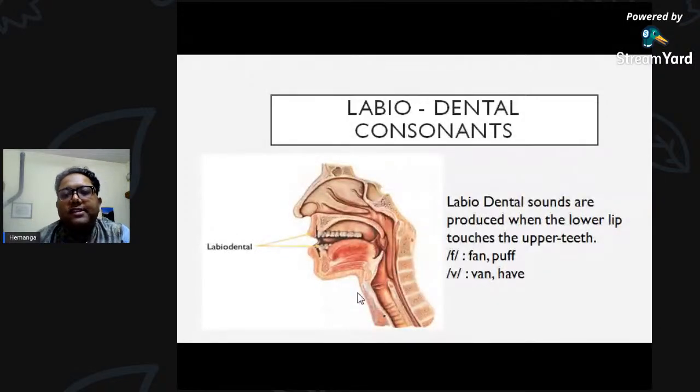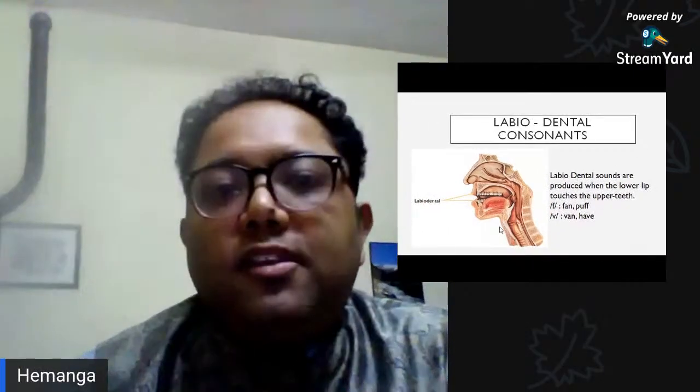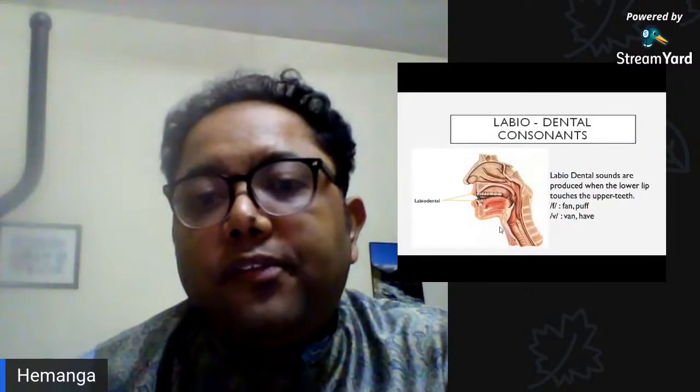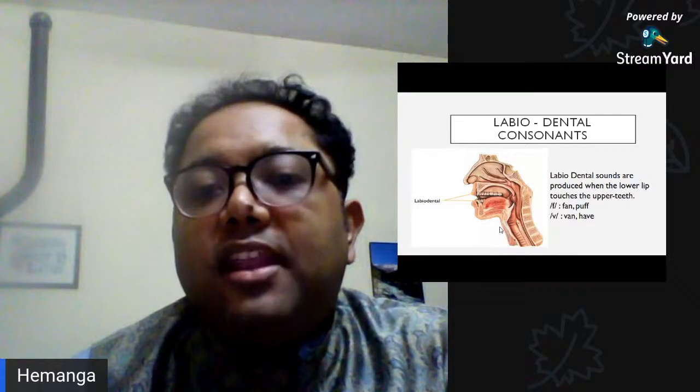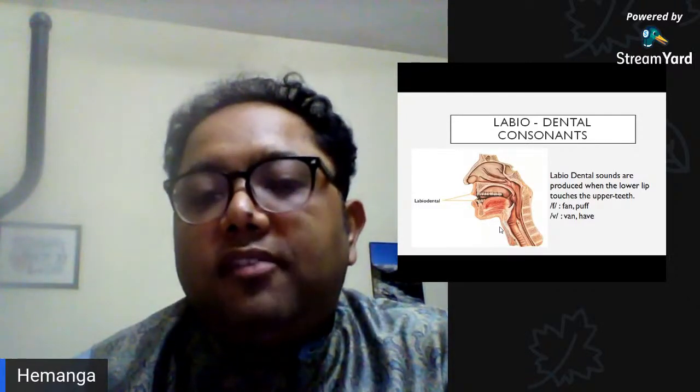Then come the labiodental sounds. Labiodental sounds are produced when the lower lip touches the upper teeth. So you can say f, v. The lower lip and the upper teeth are involved in the production of labiodental sounds. Assamese doesn't have the labiodental sounds in its phonemic inventory.